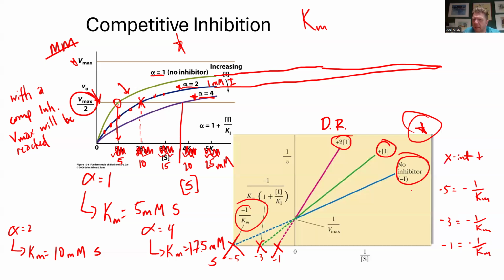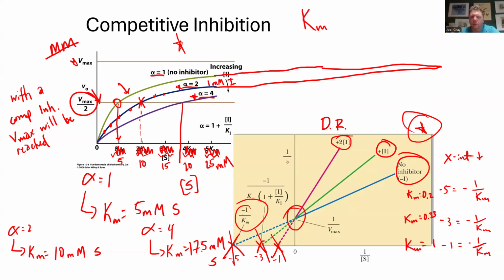What happens to my Km? My Km equals 1 divided by 5, which is 0.2. Km equals 0.33. Km equals 1. What happens to my Km? It goes up, which is exactly what we saw with this other plot. But it's a little bit easier to quantitate because we can look at that x-intercept here, here, and here and plug those values in. The next value that we want to look at is my y-intercept.